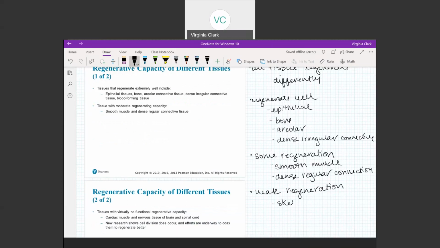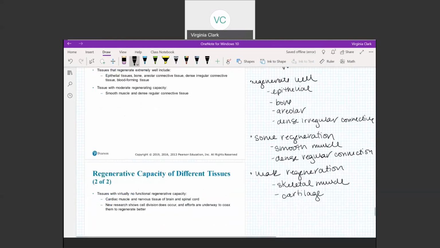Skeletal muscle takes a while to fully heal together, and sometimes it doesn't always go all the way together. The other one is going to be cartilage. In fact, cartilage actually requires surgery to put back together. It doesn't just naturally come back together.